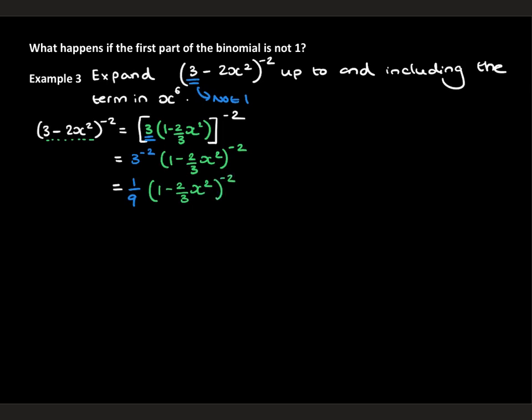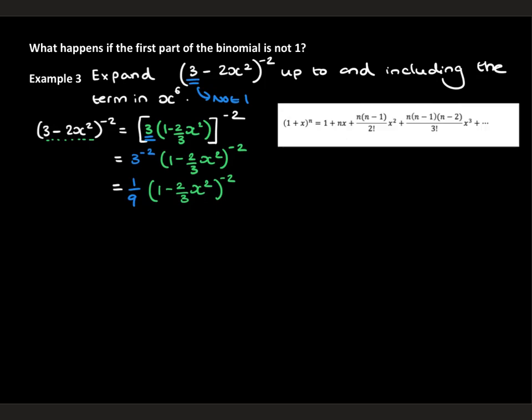And let's perform the expansion term by term. So we are taking just this green part here, 1 minus 2/3 x squared all to the negative 2. Now, what is our value of n? Well, we can see n is equal to negative 2. And what is x here in our expansion? Well, hopefully you can see x is negative 2/3 x squared. So we're going to have to be quite careful as we do this expansion.